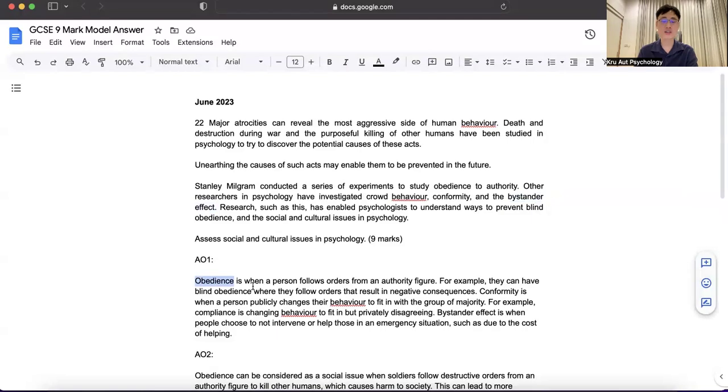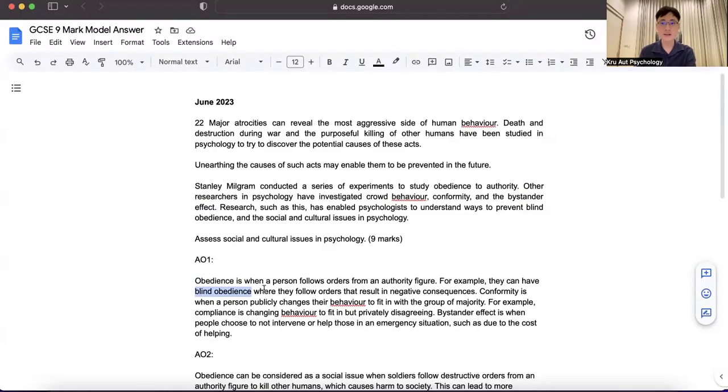So the definitions of the topics under social and cultural issues in social influence are enough to get 3 out of 3 in AO1. I wrote, obedience is when a person follows orders from an authority figure, and this is the definition of obedience. Is it enough for this to get 1 mark? It actually is, but if you have time in the exam, it will be better to write an example of obedience, which we learned about, blind obedience.